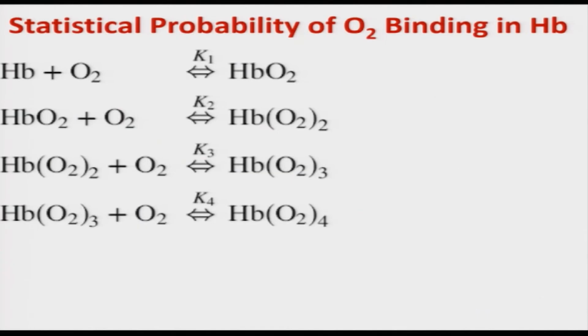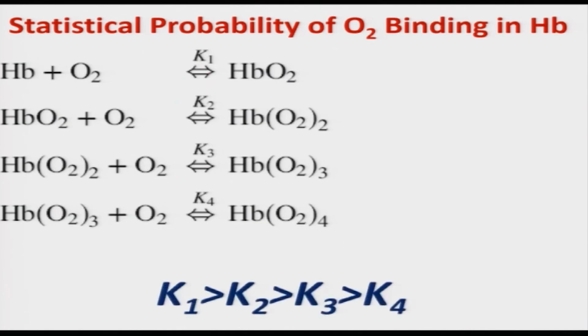This is the statistical probability of dioxygen binding in hemoglobin. As I have said already, hemoglobin is a tetramer. There are four heme centers. Now, one heme center binds dioxygen with K1, then the next oxygen binds, and then the third, then the fourth. These successive oxygen binding constants are K1, K2, K3, K4, and if you look at the probability, K1 is greater than K2, which is greater than K3, which is greater than K4.